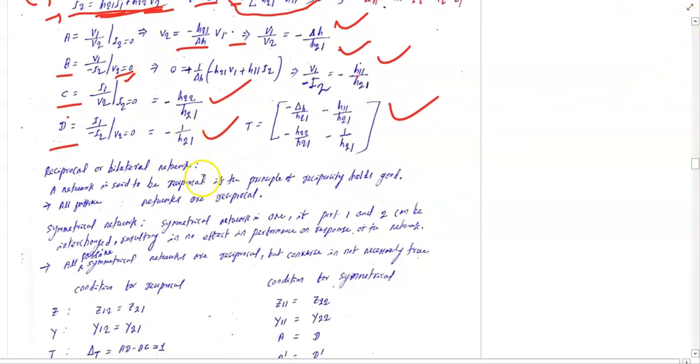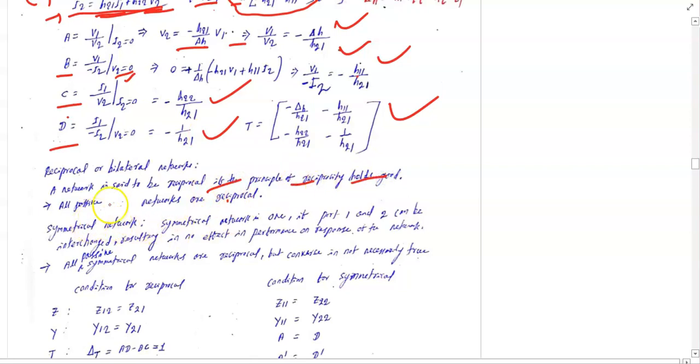Clear? So now come to the reciprocal and bilateral networks. Almost every year you will find one question from the reciprocal and bilateral network. A network is said to be reciprocal. Very important point: a network is said to be reciprocal if the principle of reciprocity holds good.